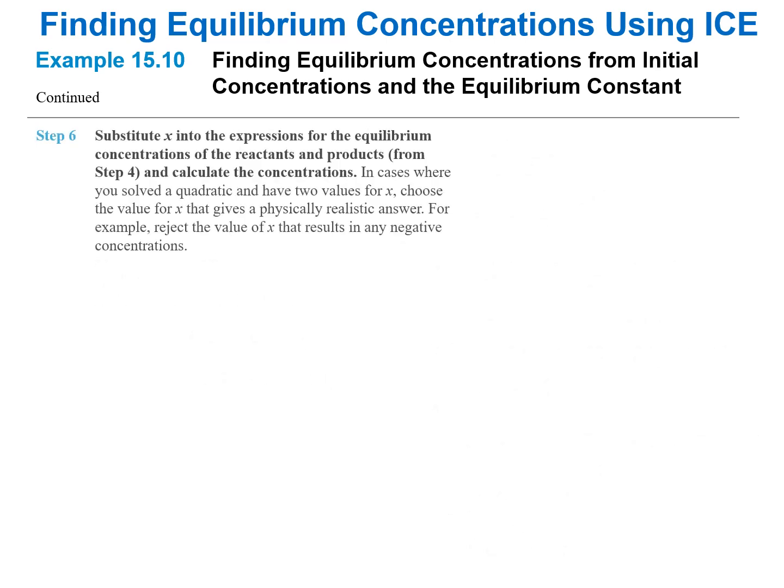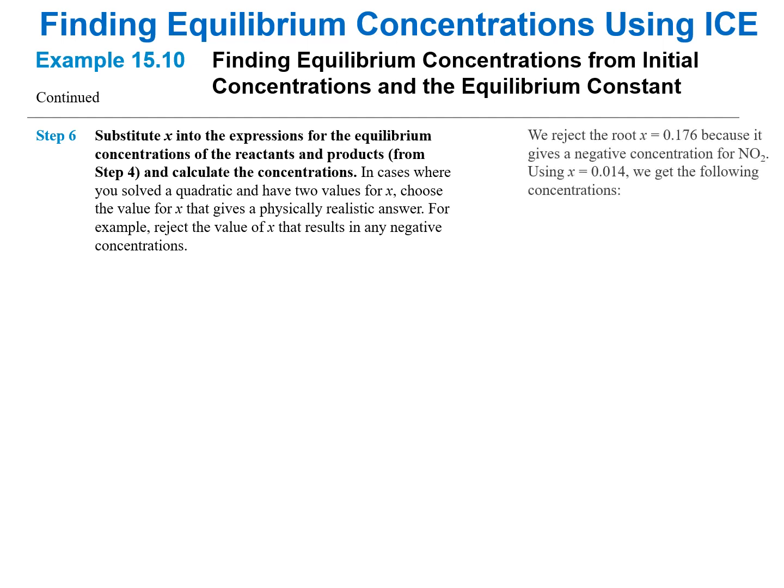Okay, now with our two values of x, we're going to substitute x into the expression for the equilibrium concentrations, those values that we calculated with our ICE table, and see what we get. Now when we do that, we're going to reject one of the values of x. We're going to reject the value of x equal to 0.176 because when we plug it in, it's going to give us a negative concentration for nitrogen dioxide. So we're not going to use this value. It's erroneous. It doesn't mean anything to us. But if we use the other value of x, we actually get concentrations that make sense in the real world.